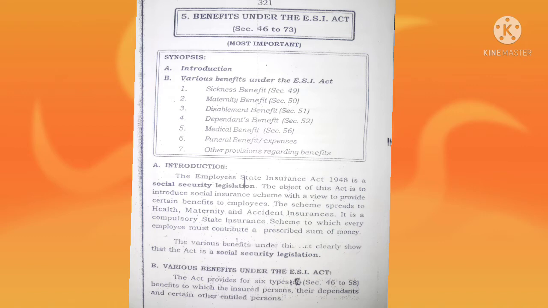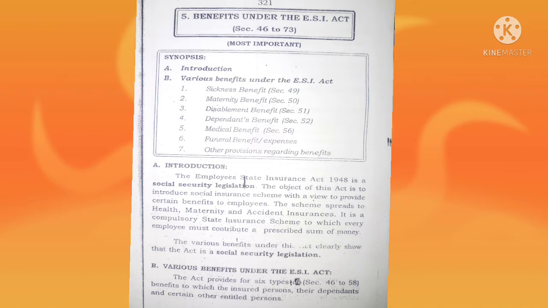Right now, the employee is contributing 0.75% and the employer contribution is 3.25% at present. Earlier, it was 1.75% employee contribution and the employer contribution was 4.75%. Okay. The various benefits under this Act clearly show that the Act is a social security legislation.